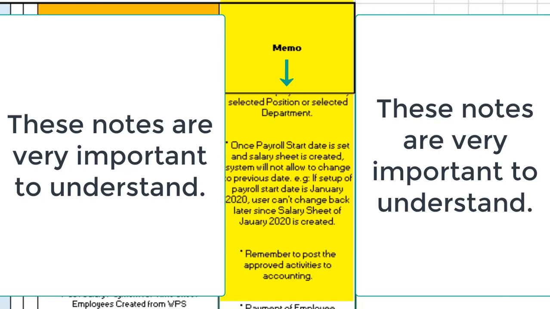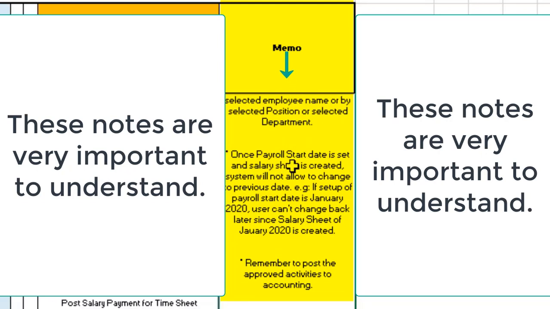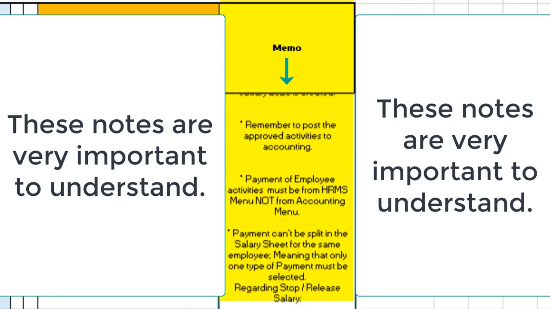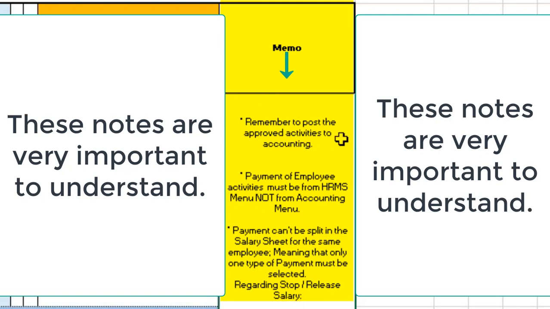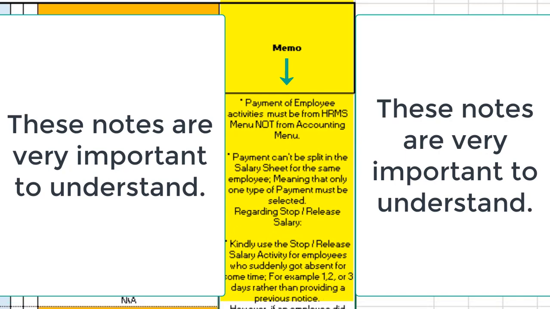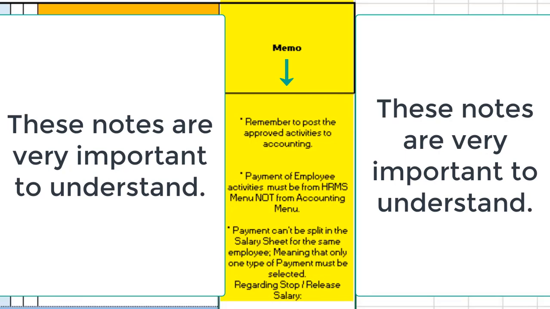And always make sure that once you set the payroll start date, the salary sheet will be created based on that date. And you cannot, for example, later change it again since the salary sheet will already be created. And always remember that any activity which needs to be posted to accounting must be posted to accounting successfully, and that any activity or any type of payment which requires to be paid must be paid through the HRMS activities menu itself, not from the accounting menu, since this is an ERP system and everything is clear and straightforward.